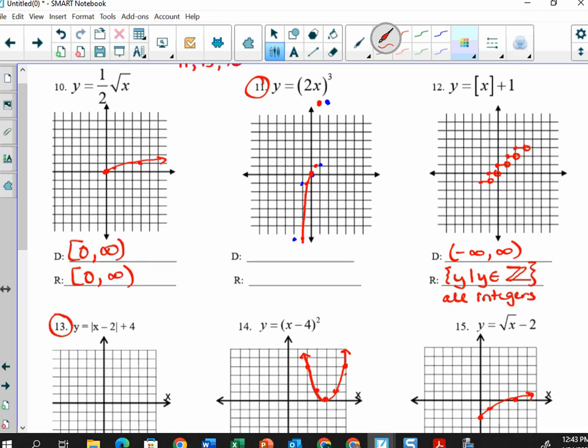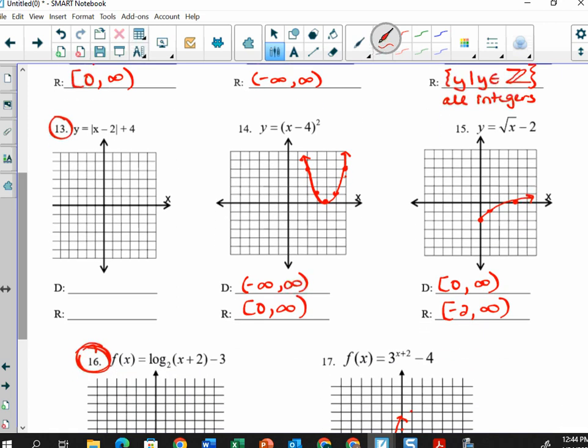And so you get this even skinnier graph. It's really hard to draw. Domain, all real numbers. Range, all real numbers. Questions on 11? You see it? Okay.